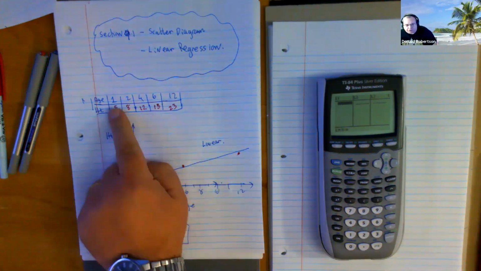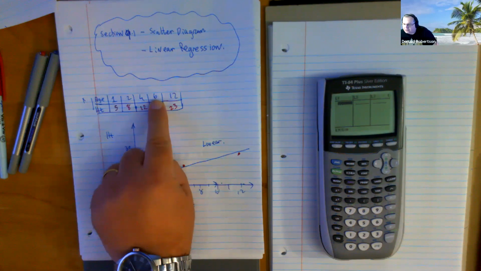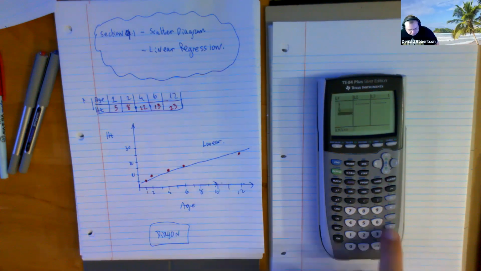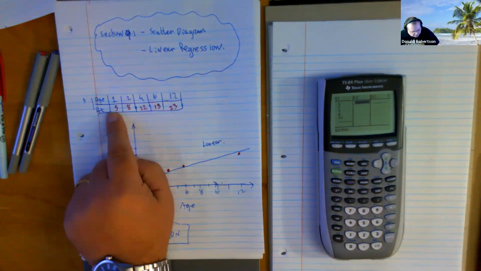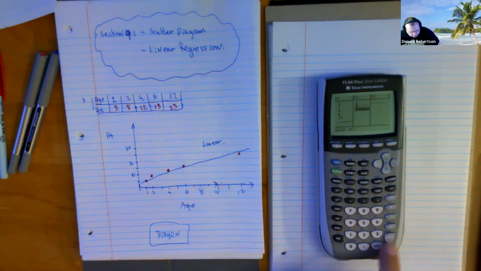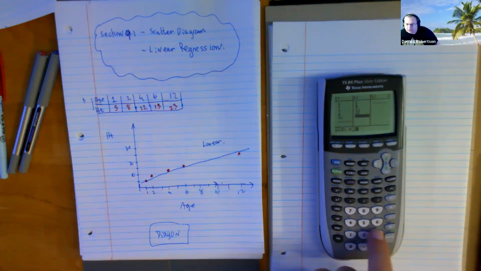It's not a surprise. Shouldn't we be putting this into the calculator, the data? The top row is going to be your x's. So that's going to be 1, 2, 4, 6, and 12. The second row is going to be the y's, the height. So in this case, 5, 8, 12, 15, and finally 23.